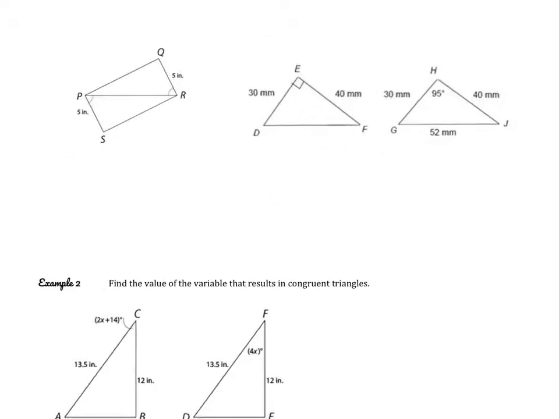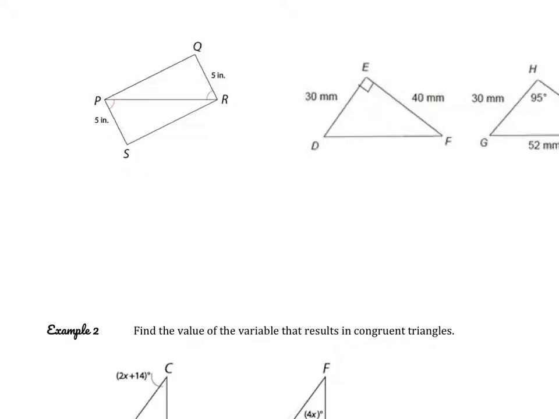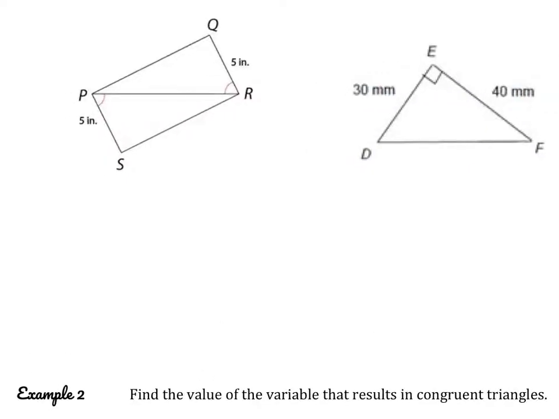Okay, let's try a couple more of these. So remember, we're trying to determine if they're congruent, and then we're trying to decide how we know that they're congruent. So let's look at this next one. One thing you might see right off the bat is that they tell us that these two lengths are congruent. So we know that PS is congruent to RQ. They are both 5 inches.